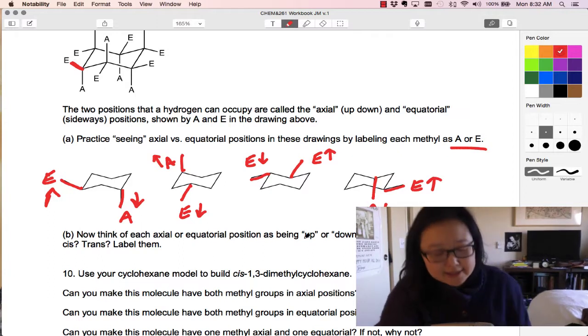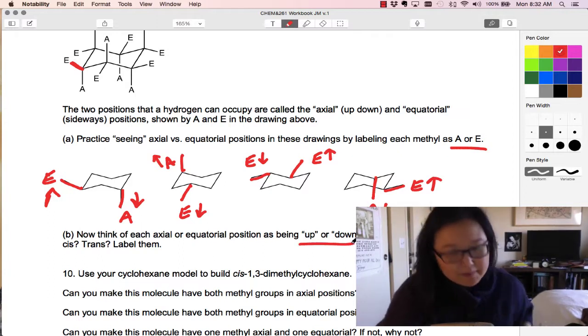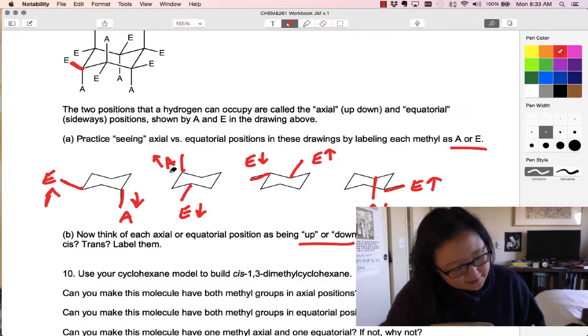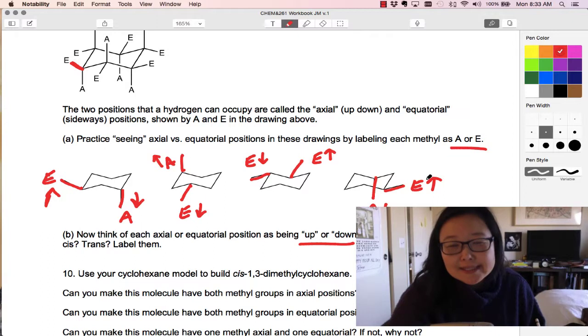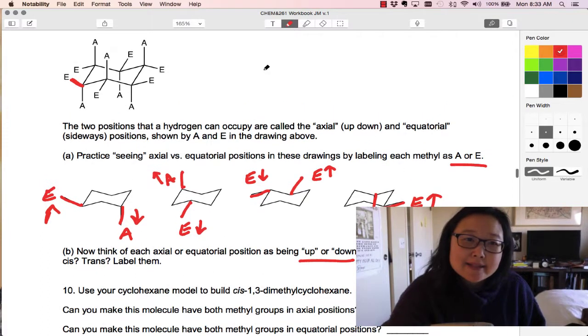Now the reason why I like to use up or down is because that tells me about cis and trans. These are up and down, so this is trans. This is up and down, so this is trans. This is down and up, this is trans. This is down and up, that's trans. If they were both up or both down, that would be cis. So that's how you can tell in this kind of chair conformation which groups are cis or trans to each other.